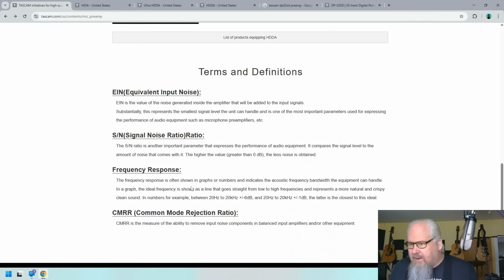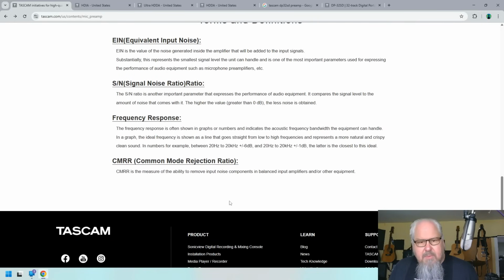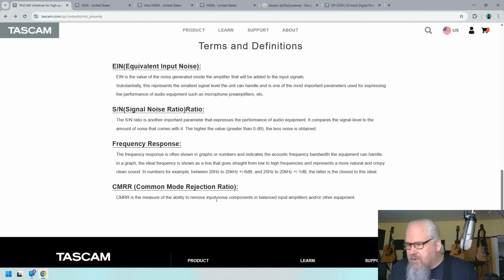So CMRR is common mode rejection ratio, the measure of the ability to remove, I'll slide it up a bit so you can see it. Oh, you can see it now. Remove the input noise components and balance input amplifiers and or other equipment. Interesting. And then the S/N is the signal noise ratio. The signal noise ratio is another important parameter. This expresses the performance of audio equipment. It compares the signal level to the amount of noise that comes with it. The higher the value, the greater the 0 dB, the less noise is obtained.